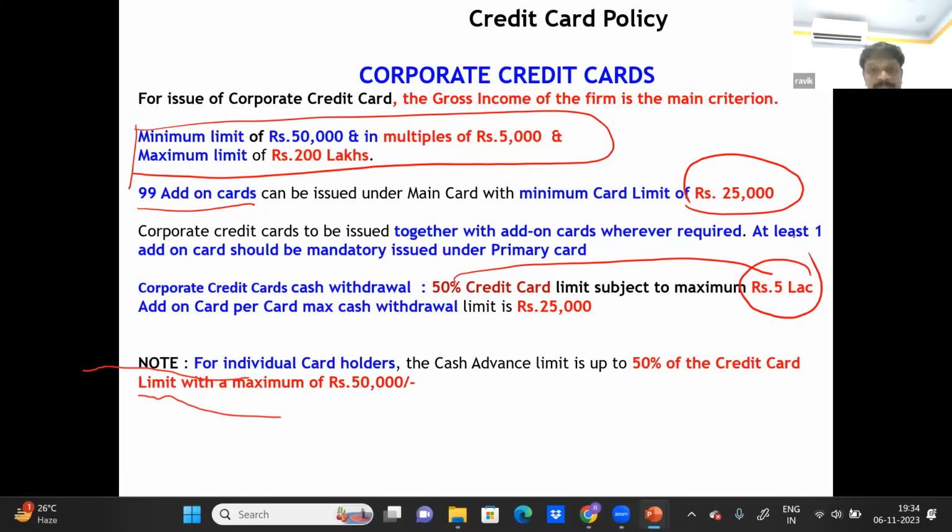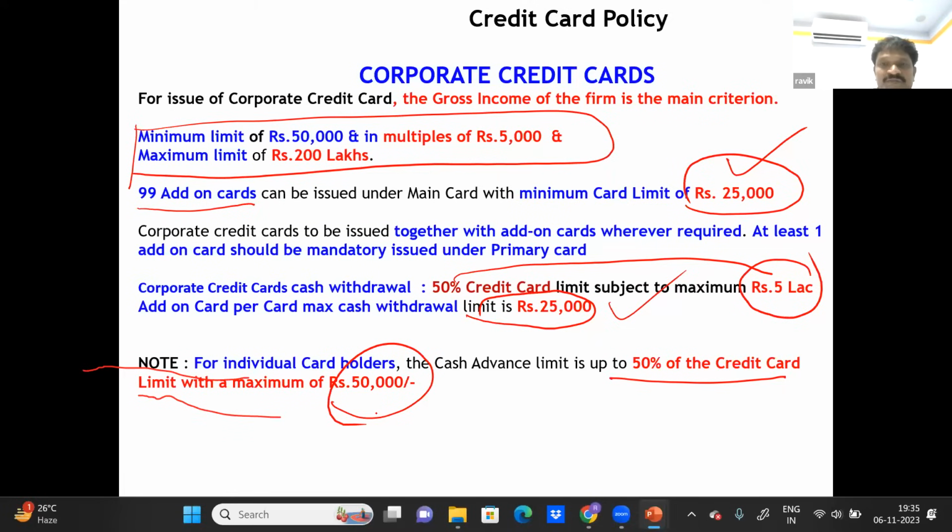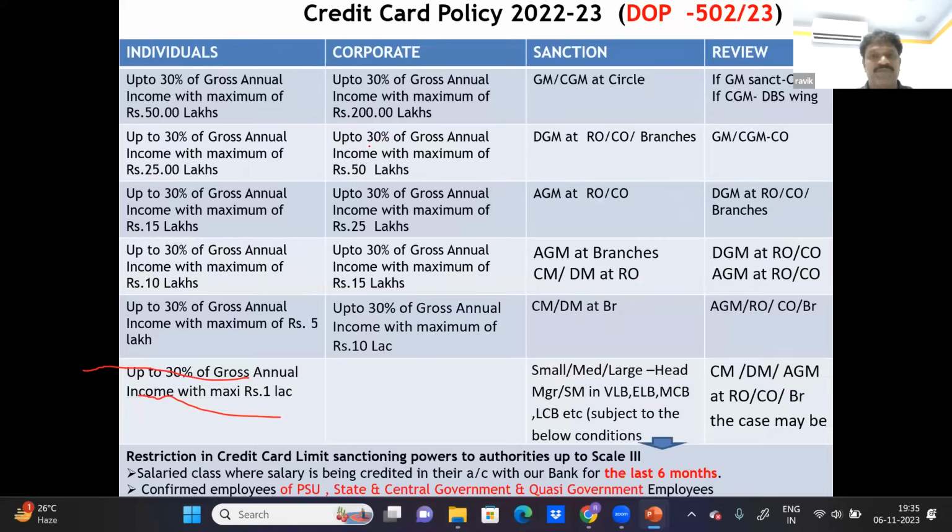Then add-on card cash withdrawal. Add-on card cash withdrawal is 25,000. Card limit is also 25,000, and cash withdrawal also 25,000. For individual card holders, you can see 50% of credit card limit, maximum 50,000. NRIs are also the same, individuals also the same, but for corporates, it is 50%, up to 5 lakhs. And remember this figure also: when you are issuing a corporate credit card, 50,000 in multiples of 5,000, maximum 200 lakhs. Earlier, there was a different answer for this.